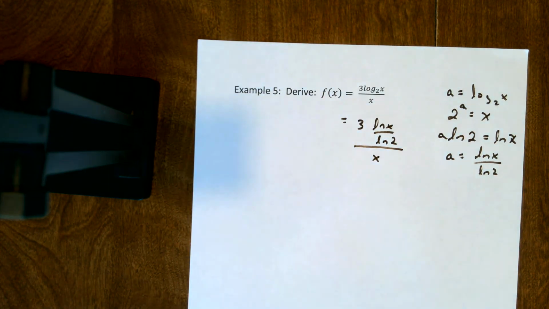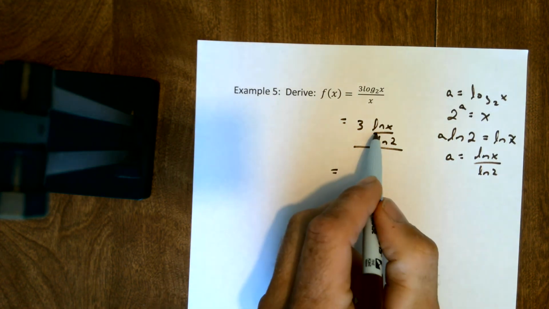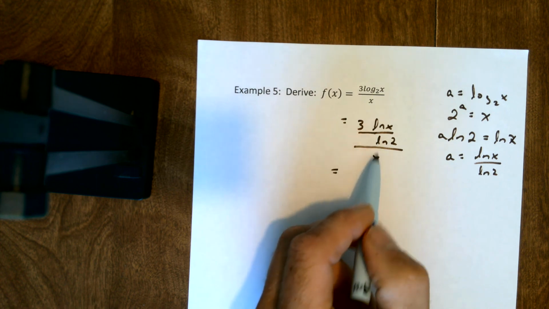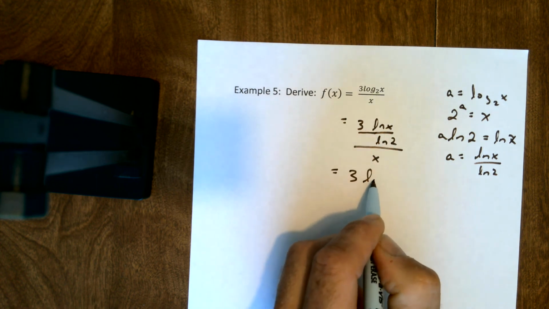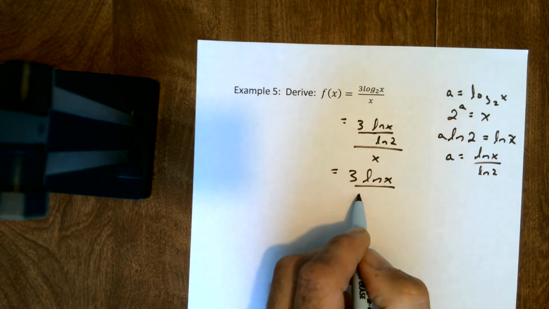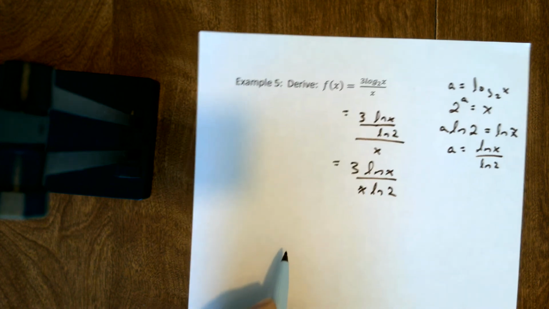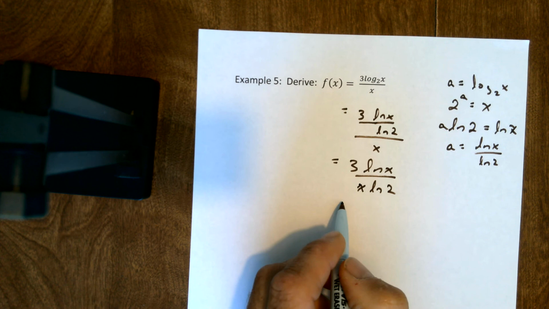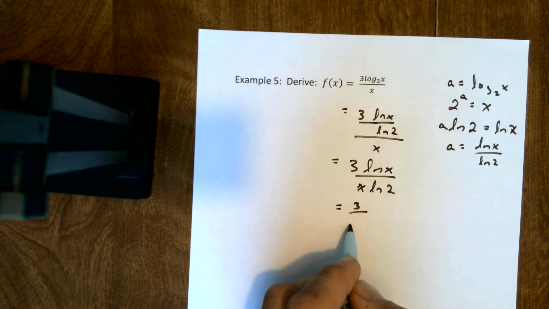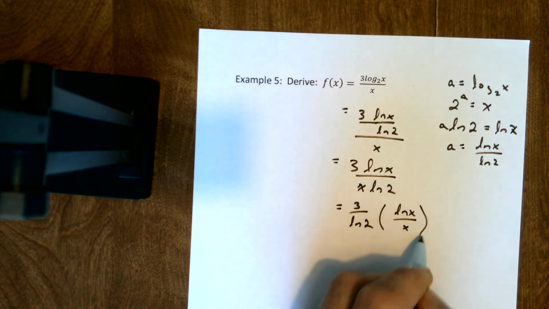Now you're probably looking at that and saying, well, why do I want to do that? That kind of looks more ugly. And it kind of is at this point, but we have a fraction over a fraction, so we can multiply by the reciprocal, and we're going to rewrite this as 3 natural log of x over x natural log of 2. Our 3 and our natural log of 2, they're being multiplied, so I can bring that out. So I have 3 over the natural log of 2 times the natural log of x over x.